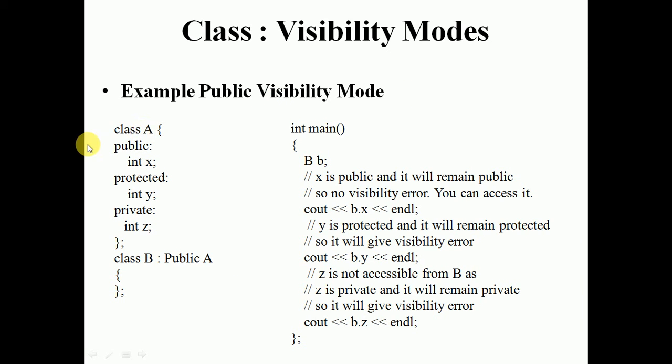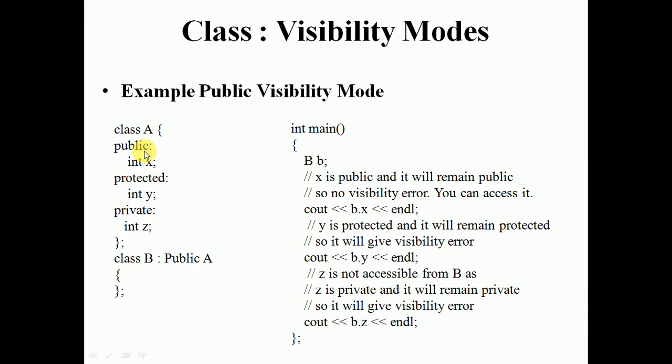Example, same example, class A is the base class. There are three sections: public, protected, private, and class B is inherited using public visibility mode. When we inherit the class with public visibility mode, that time public members of class A will remain public in class B, protected will remain protected, private we cannot inherit. So check in void main, create an object of class B, access the x variable of class A using class B.